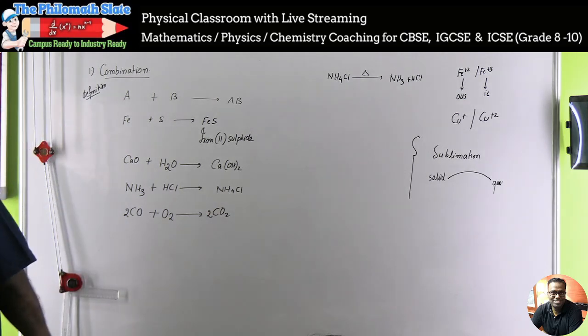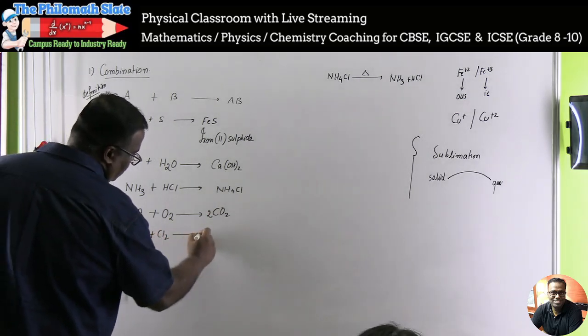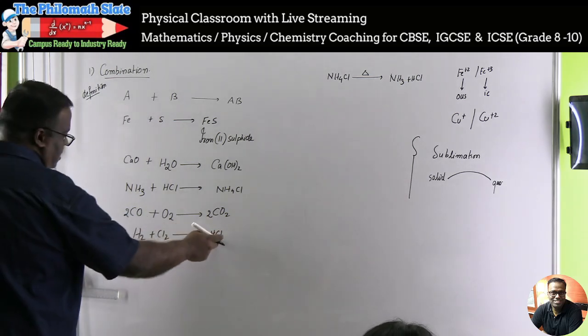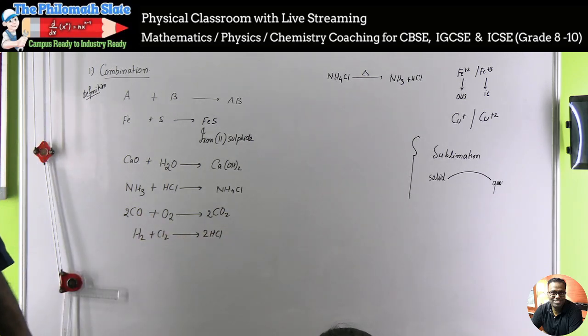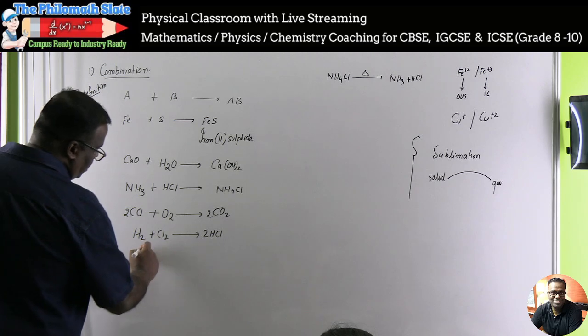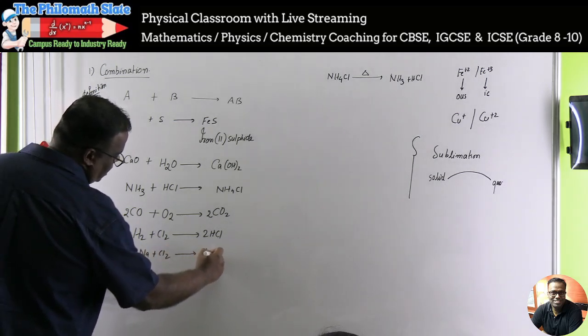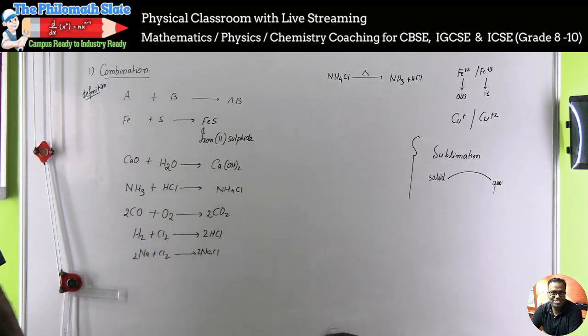This is one more. Then hydrogen and chlorine, H2 plus Cl2 will give you 2HCl. This is not acid, huh? This is gas. Hydrogen as a gas, chlorine as a gas forms hydrogen chloride. Then sodium chloride, Na plus Cl2 will give you NaCl. Put a 2 out here, put a 2 out here. This is done. That's it.